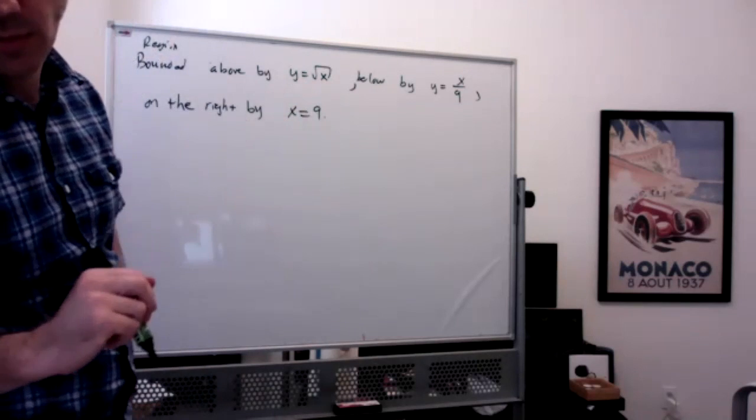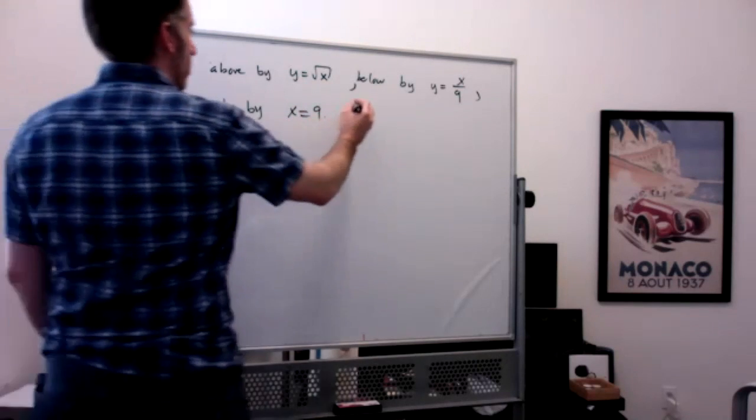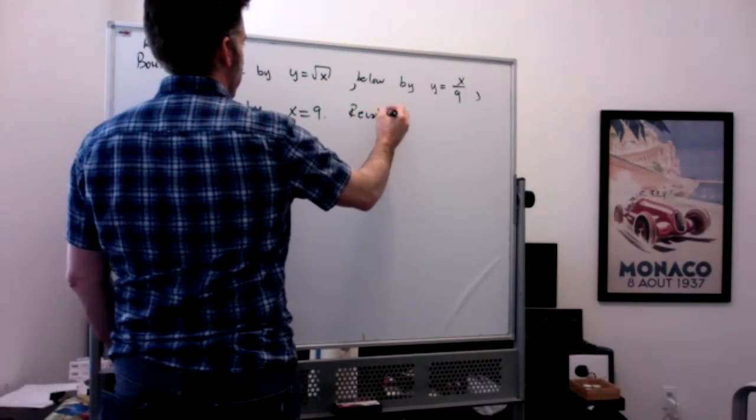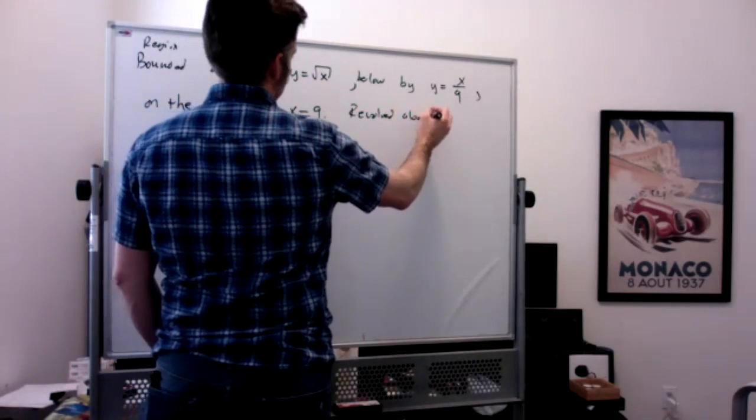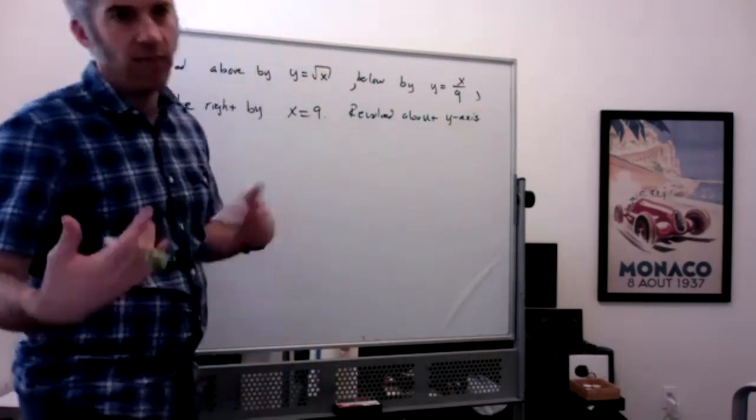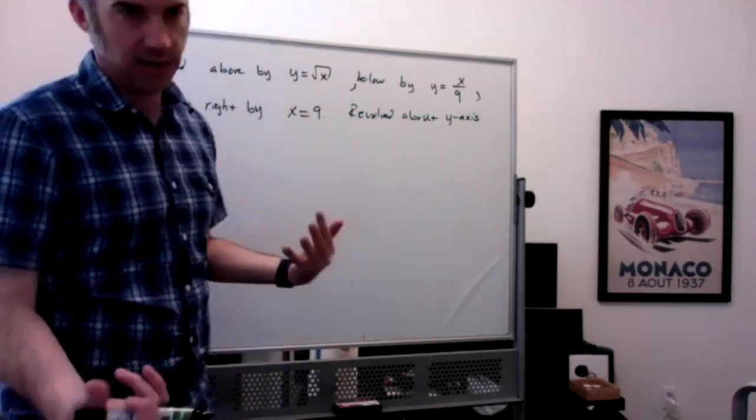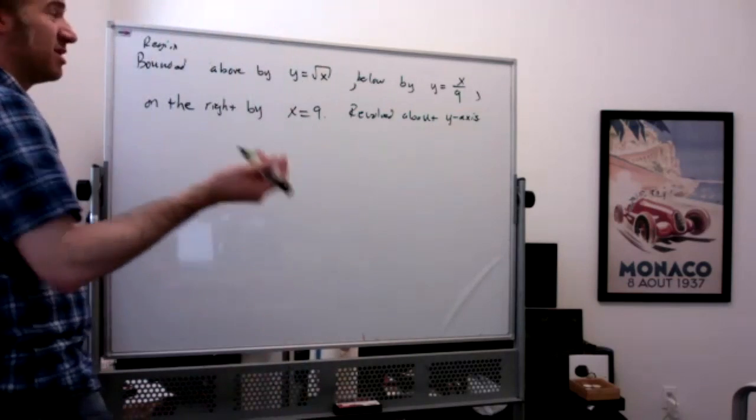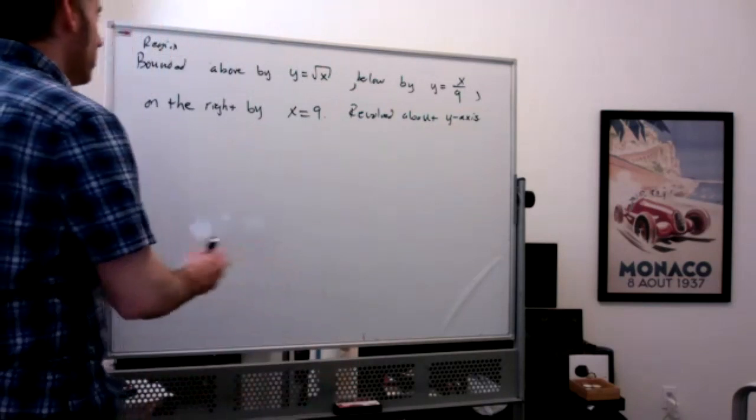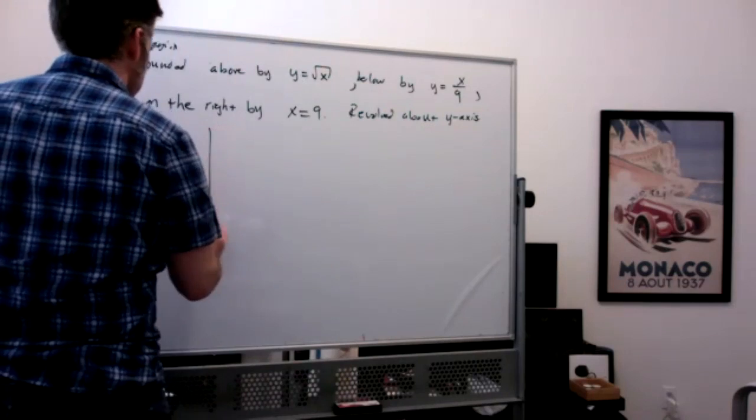Find the volume of the solid formed by revolving this region about the y-axis. Okay, so let's draw it. This one you could, no, you still should draw it.